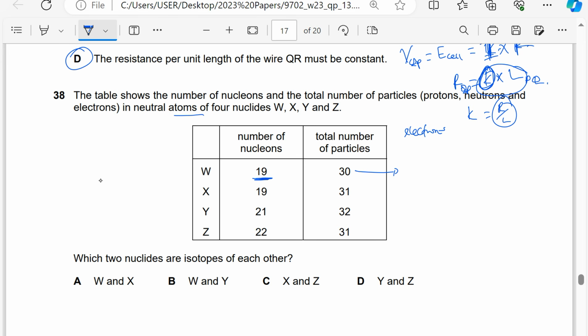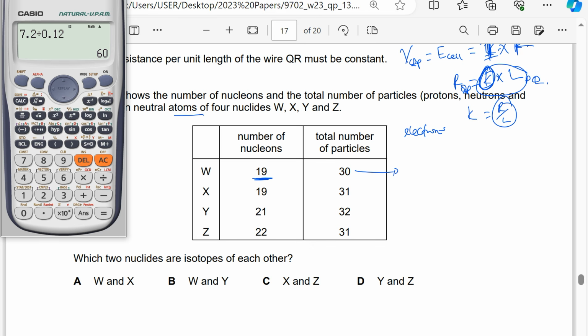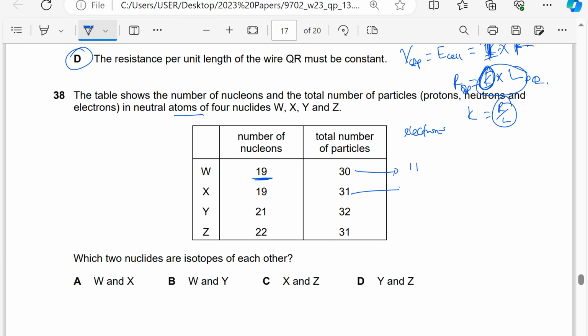The number of electrons here is going to be 30 minus 19, which I think is 11. The number of electrons here is going to be 31 minus 19, which is 12. The number of electrons here is going to be 32 minus 21, which is 11. The number of electrons here is 31 minus 22, which is 9. Remember, the number of protons is the same as the number of electrons. So this one has 11 protons, this one has 11 protons, 12 protons, 9 protons. Which ones are isotopes? Same number of protons, which is this one and this one. So that is W and Y. So the answer is going to be B.